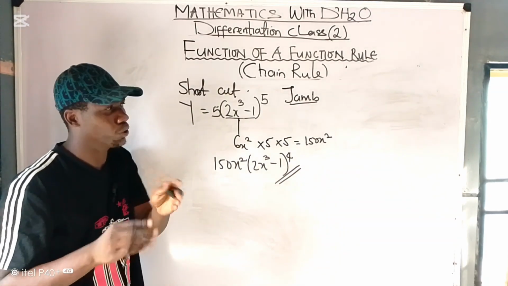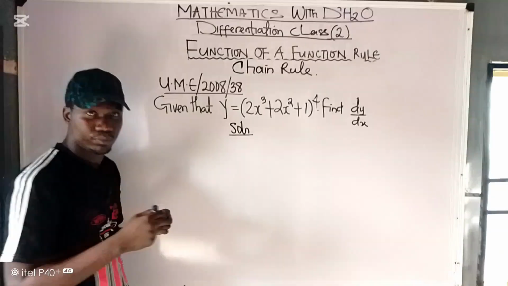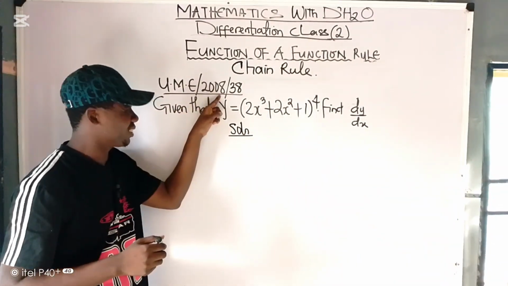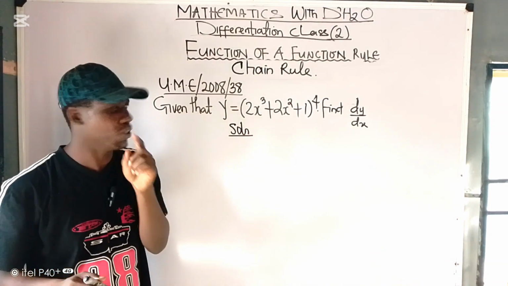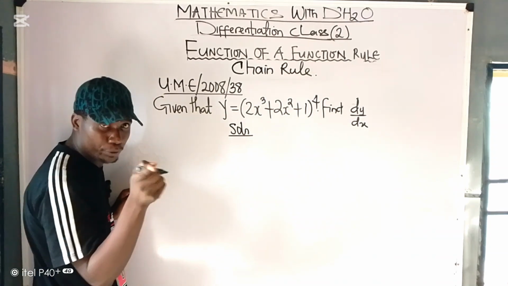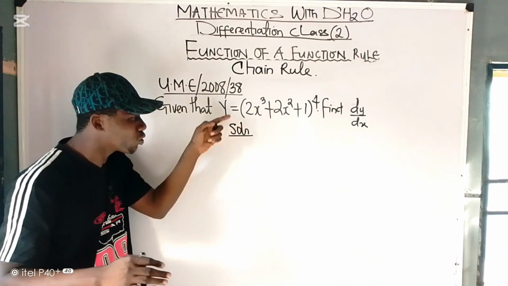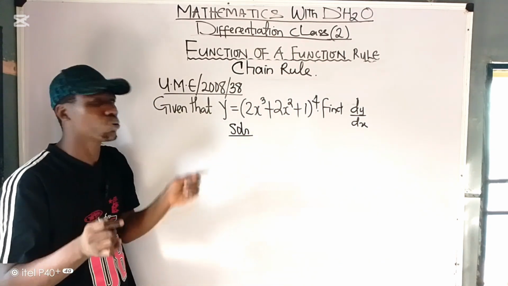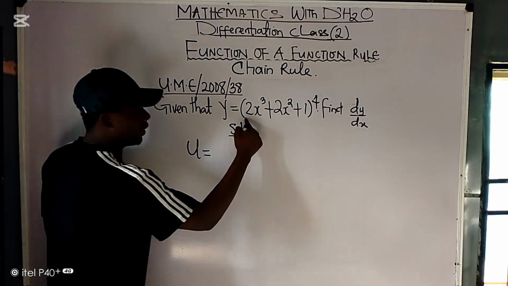Now we are going to take questions from JAMB, WAEC, and NECO. Let's do that quickly. Okay? Now let's take this JAMB question, UME 2008, number 38. If you have this question, how will you solve it? See, I've told you before, you can use a shortcut to solve it without stressing yourself. But let's solve it first with the normal method, then I'll show you how you can use the shortcut to get your answer. First of all, I told you, u is equal to everything here.